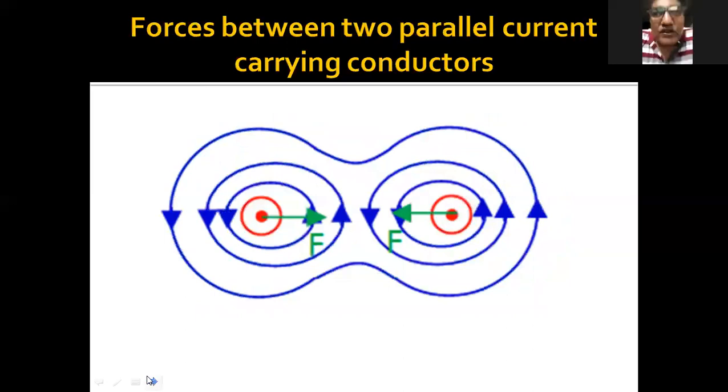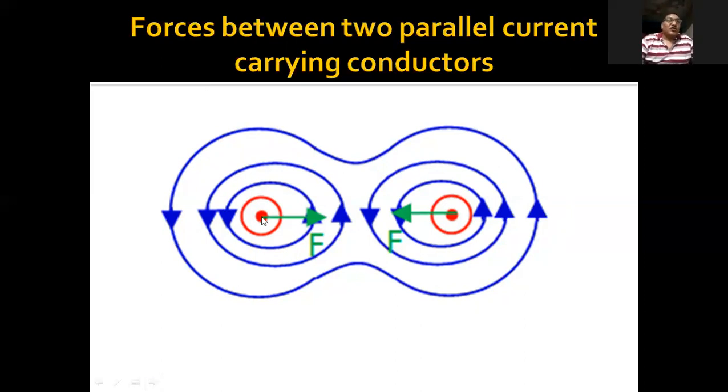So here you see again, we have represented two conductors and both the conductors are represented with dots. When I represent them with dots, it means that the current is coming out of the page. So the current is coming out of the screen, it is coming towards me, it is coming out of the page, out of the plane.